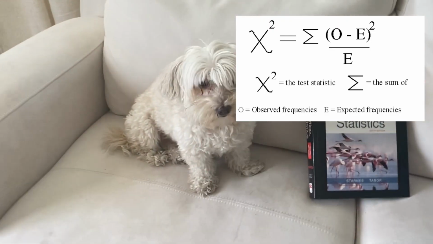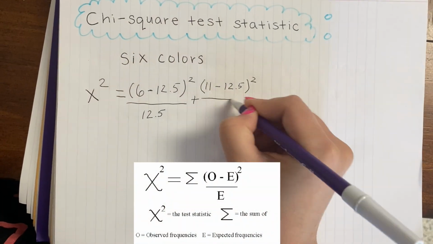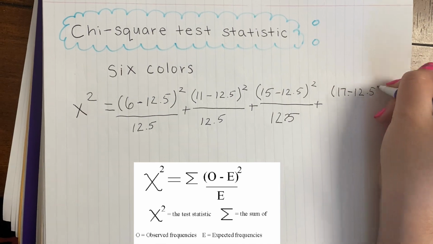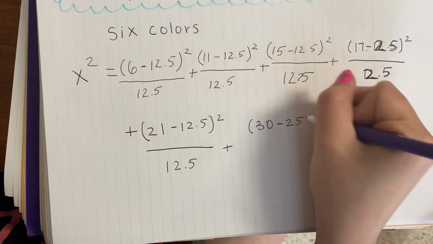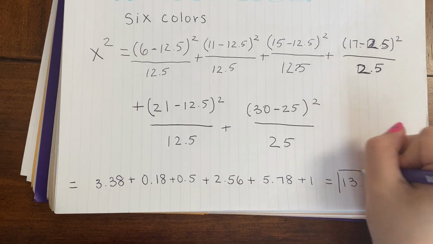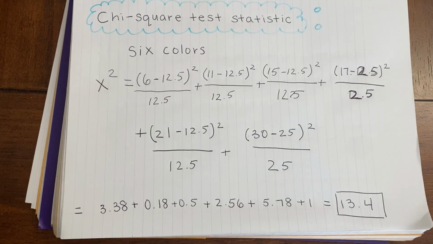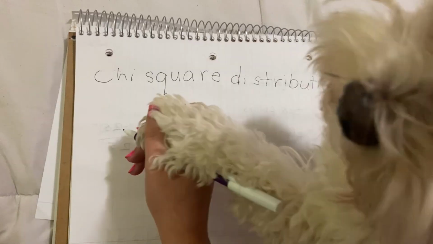Now that you have your observed and expected values, you can perform a chi-square test statistic. As you can see, the chi-square test statistic for the sample of the 100 M&Ms is 13.4. In addition to the chi-square test statistic, there is also a chi-square distribution.